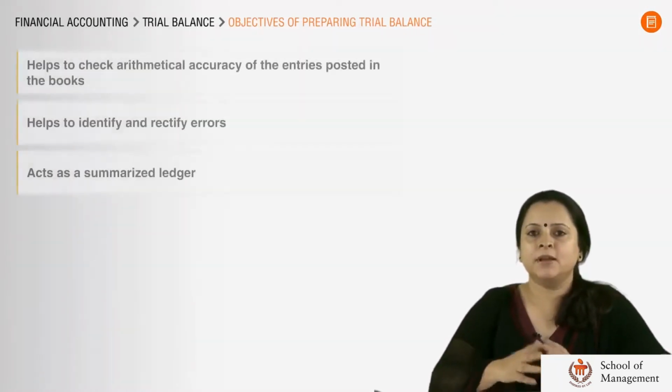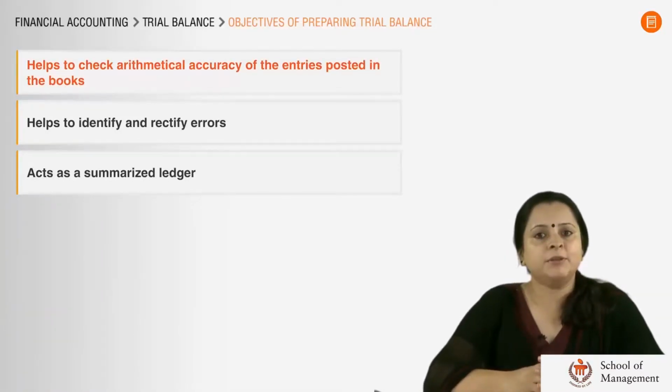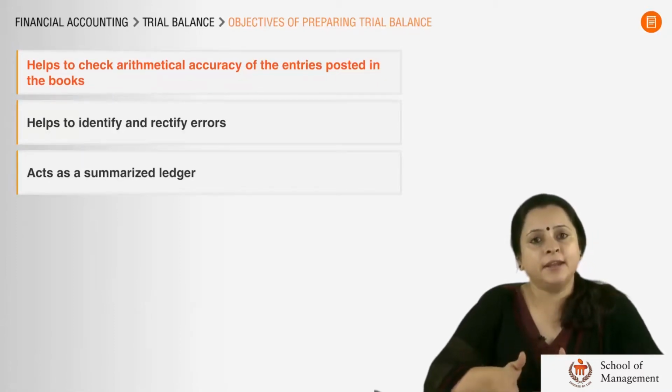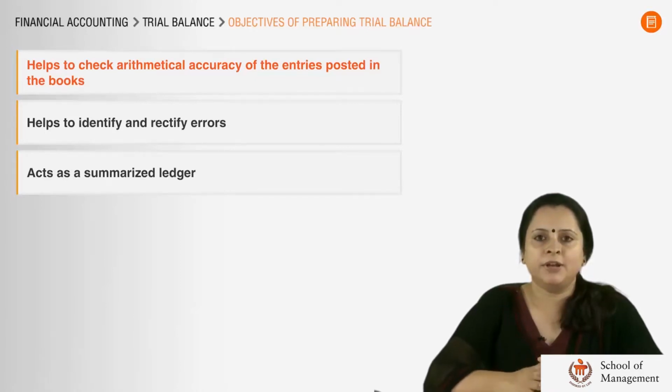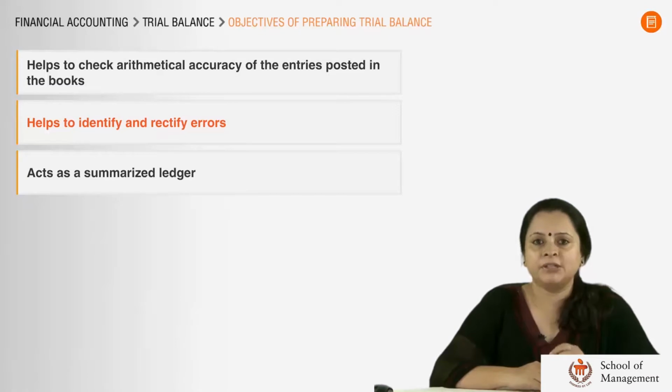Some of the reasons why companies prepare trial balance are shown. Trial balance helps check arithmetical accuracy of entries posted in the books. If the total of debits and credits of the trial balance do not tally, there are one or more errors made in the books. Once you find that the trial balance does not tally, you will be forced to identify and rectify the errors till such time the debits are equal to the credits.